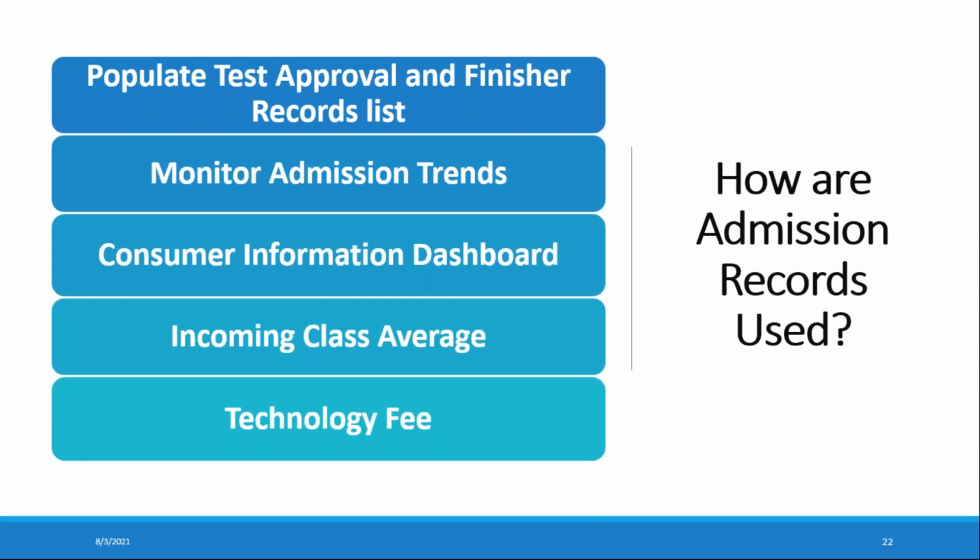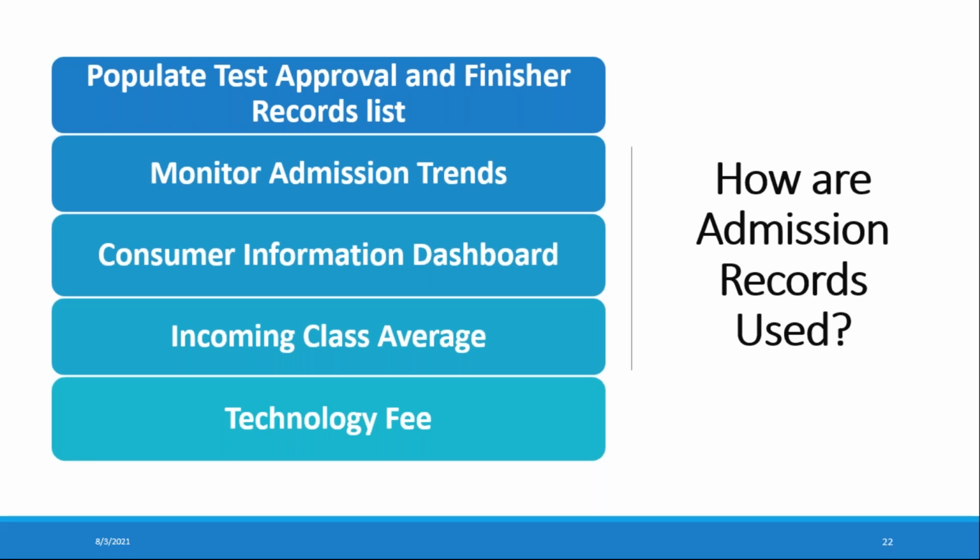Admission data is used in several ways. If you've not visited the data dashboards on the TEA website, I encourage you to check them out. You'll find them on the consumer information page. Additionally, the EPP is responsible for maintaining an incoming class average of 3.0 or higher, which can be verified through GPA data collected from your admission records.